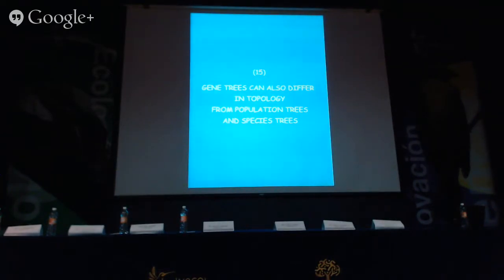Which leads me then to point number 15, which is now taken for granted by everyone. But again, it was revelational when the field first began to think about this thing. Gene trees can also differ topologically from population trees and species trees. It is not enough that you have a gene tree that you can say you have a species tree, because different gene trees can differ and do differ topologically from one another.